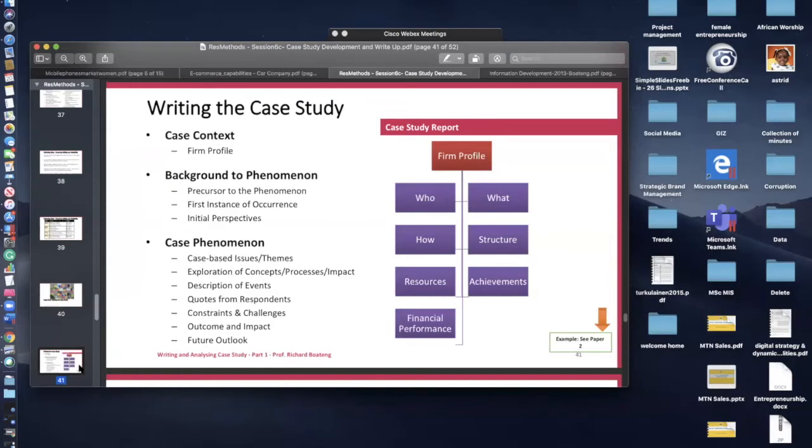Precursor to the phenomenon, first instance of occurrence, and initial perspectives after you finish that. What are the initial views after you looked at that? Okay. Then you go from the background to the case phenomenon.